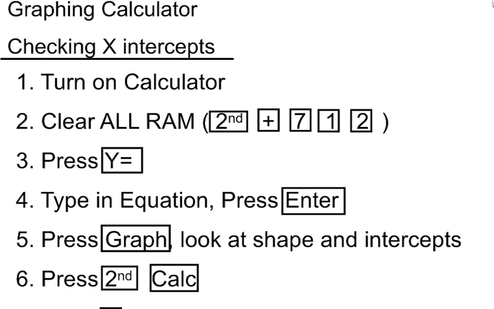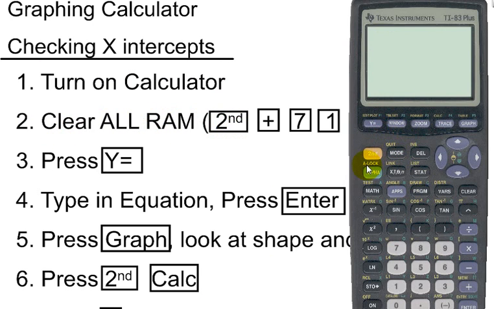Okay, begin. Okay, so the instructions for the graphing calculator, checking the x-intercepts. You turn on your calculator and clear all your RAM. How you clear the RAM is you hit second function, right here. You turn it on first, and if you're inside something that won't clear out, you have to press second function and then quit, which is your mode button. Then clear.